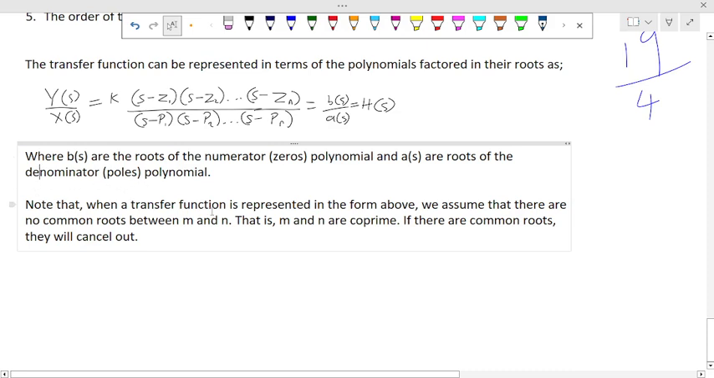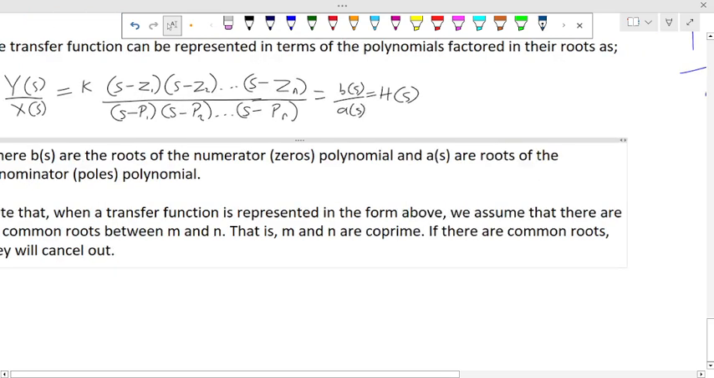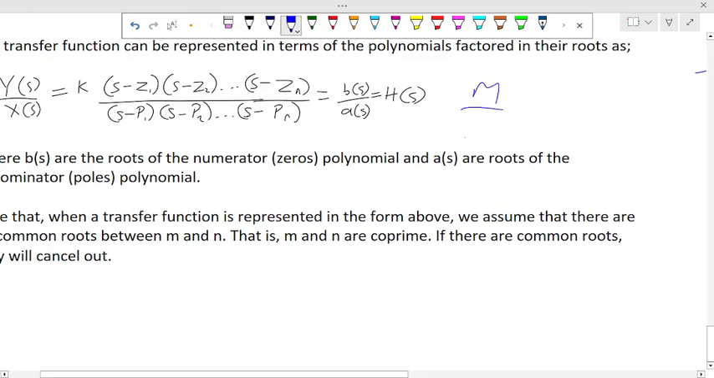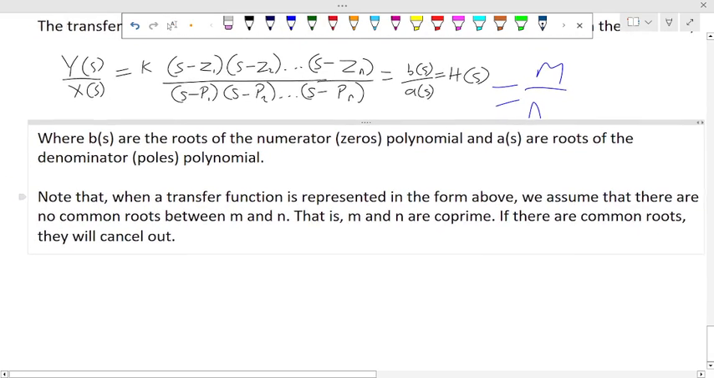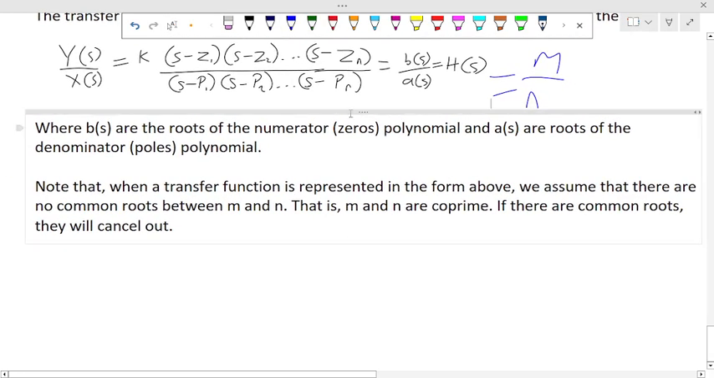Note that when a transfer function is represented in the form above, we assume that there are no common roots between m and n. Remember, we said in the previous video that m and n are just the numerator and denominator. So when we write it like this, we assume that nothing in the numerator is common to the denominator.